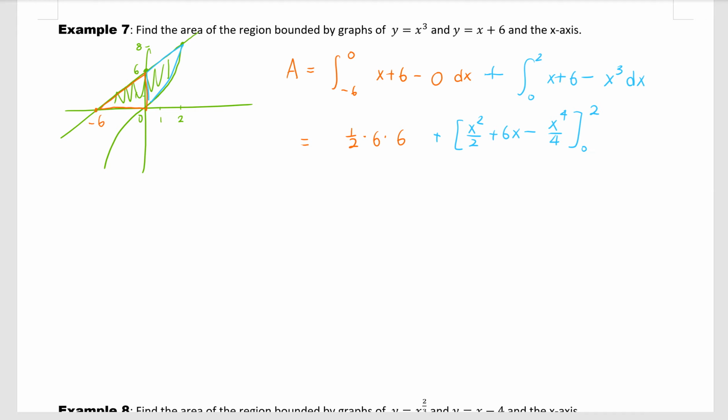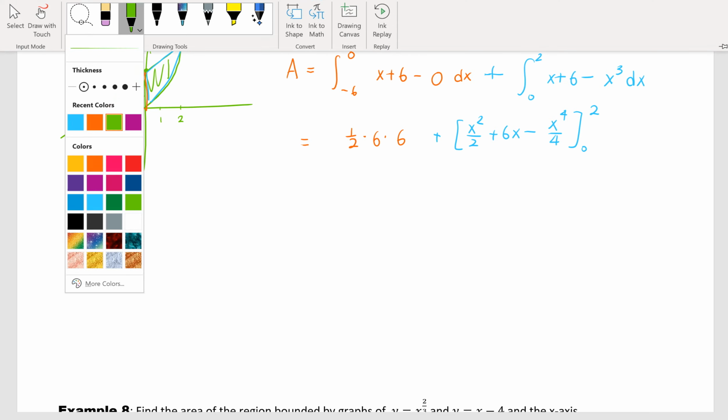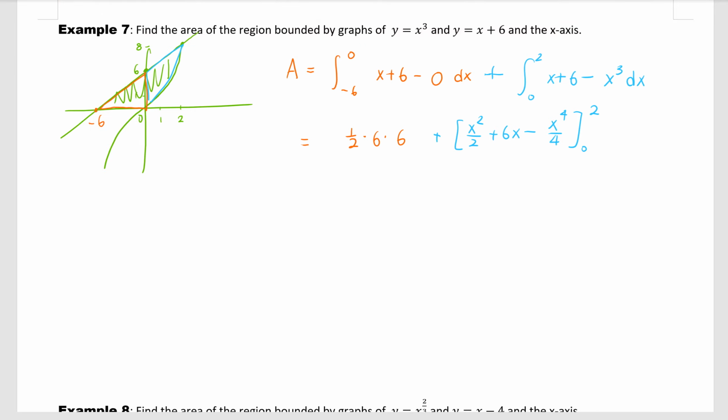Okay, let's continue. And what do we get? So 2 and 6 cancel, we get 3. 3 times 6, 18.